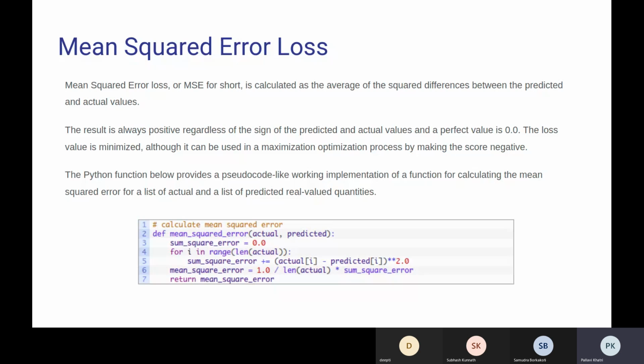The result will always be positive regardless of the sign of the predicted and actual values, and the perfect value is 0. So the loss value is minimized, although it can be used in a maximization optimization process by making the score negative. Now the code snippet is showing pseudocode for the implementation of mean squared error.